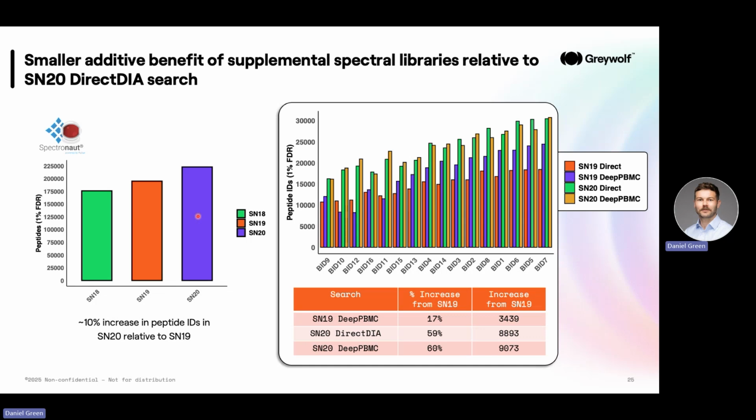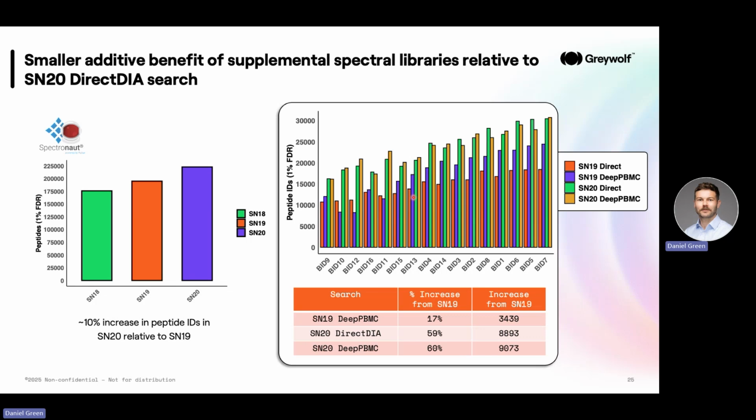But what was very interesting to see is the graph on the right-hand side. And if I draw your attention to the orange and purple bars here. These two bars are the Spectronaut 19 directDIA, so library-free searches, and the Spectronaut 19 deep PBMC searches for one of the clinical cohorts that we collected recently. And you can see in almost all cases, with the exception of one or two samples, we increase the number of IDs that we get with this deep PBMC library in Spectronaut 19.